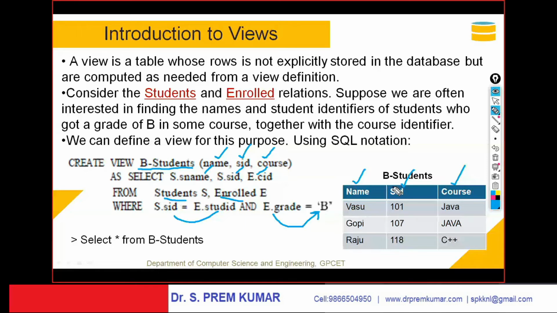So if you say select asterisk from B students, you will get this data: Vasu, Gopi and Raju's data will be displayed. So views can be created on multiple tables also, not only on a single table. On multiple tables also you can create views.